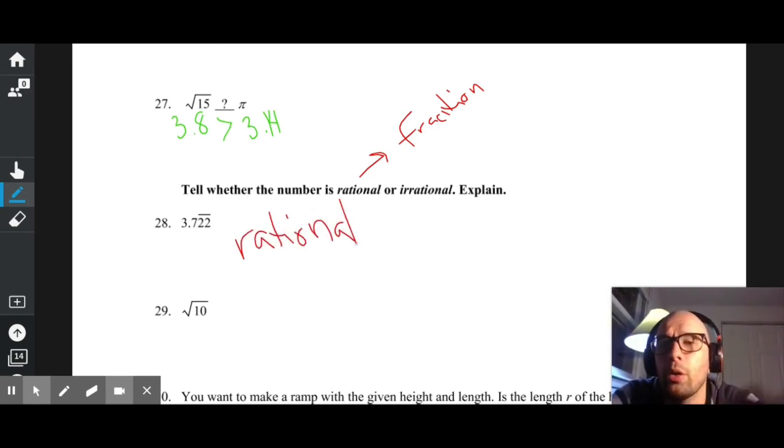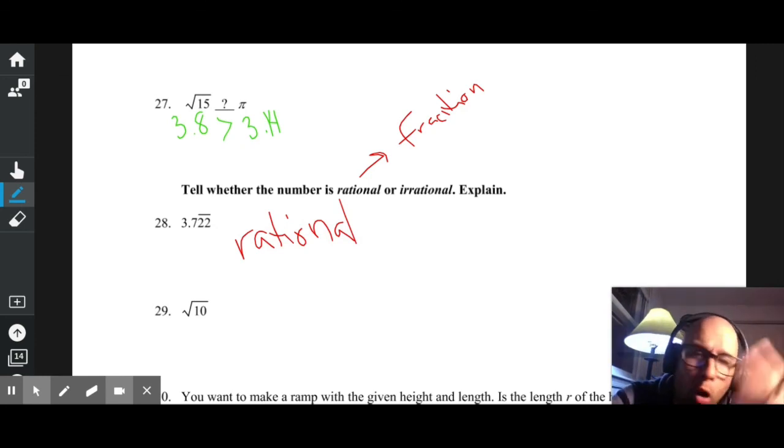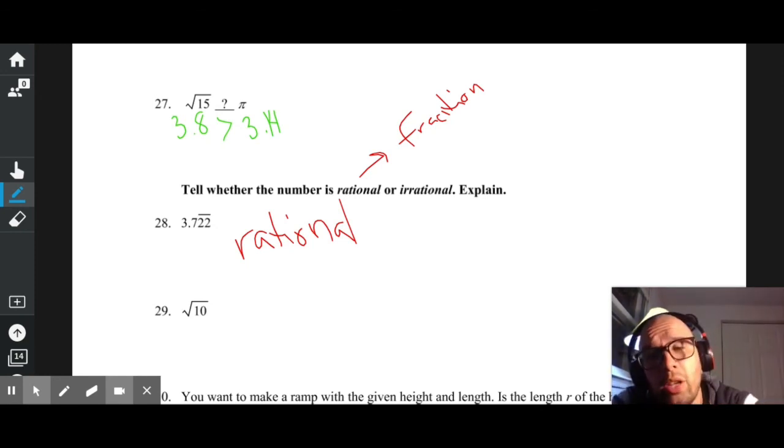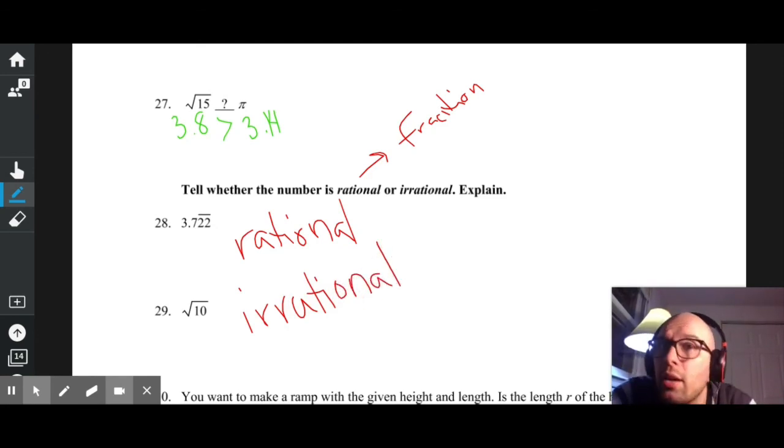I don't know what the square root of 10 is, but it seems like a whole lot of these problems that we did, when we took the square root of a number, it was either a really pretty answer or awful. 10's not a perfect square, so I know this is going to be a mess. Don't believe me? Type it in your calculator, and you're going to get a mess.